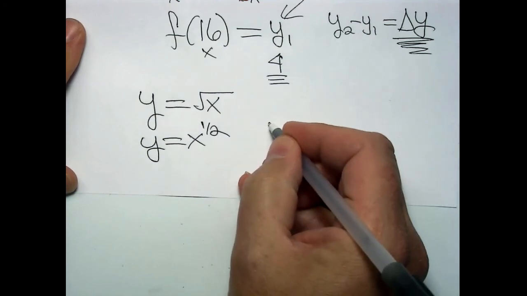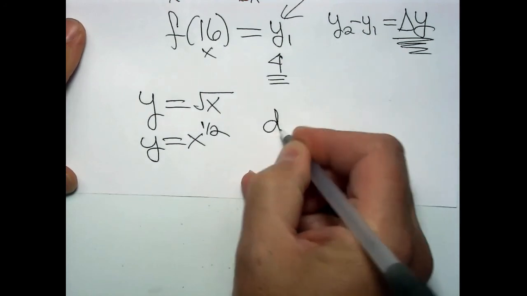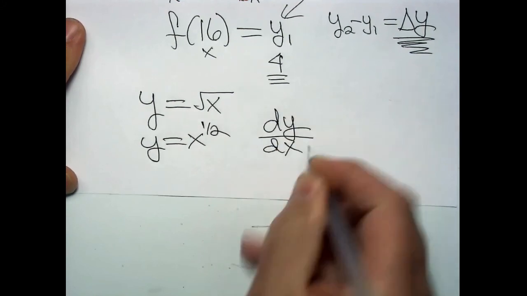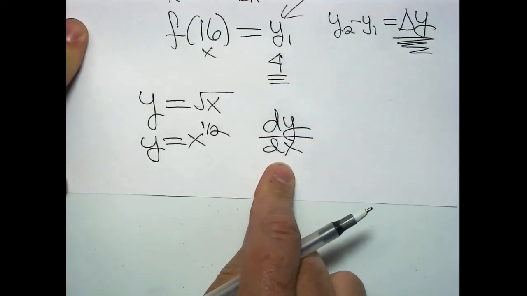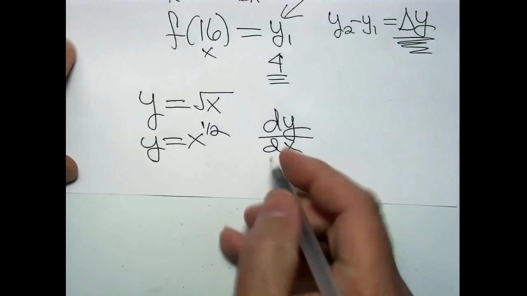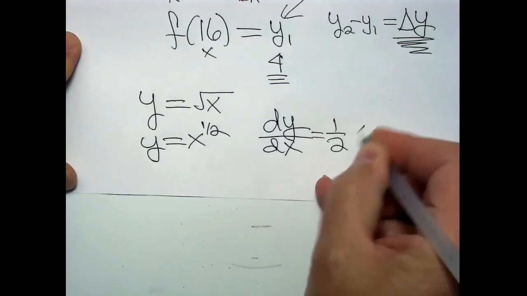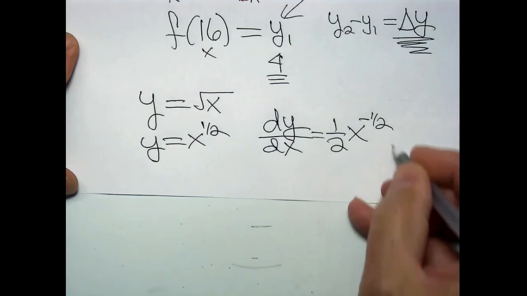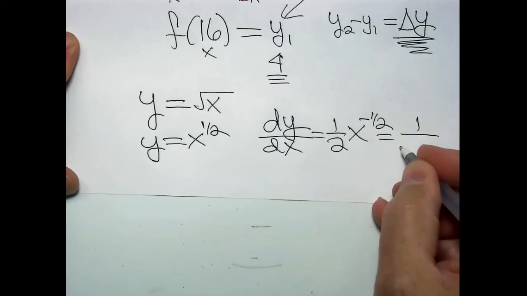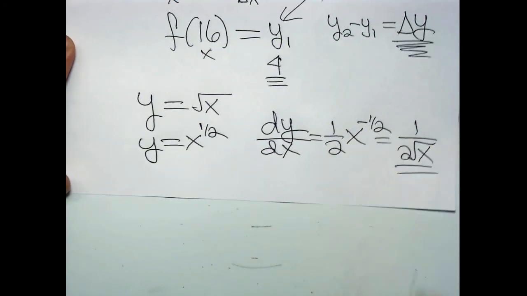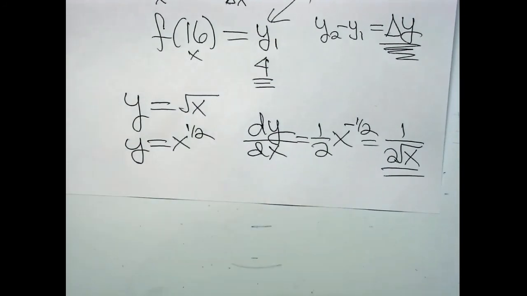So let's do dy dx. This is the regular derivative like we've been doing all along. And to do that, the 1/2 will drop down and you'll deduct 1 from the exponent. So basically, it looks something like this: 1 over 2 square roots of x.